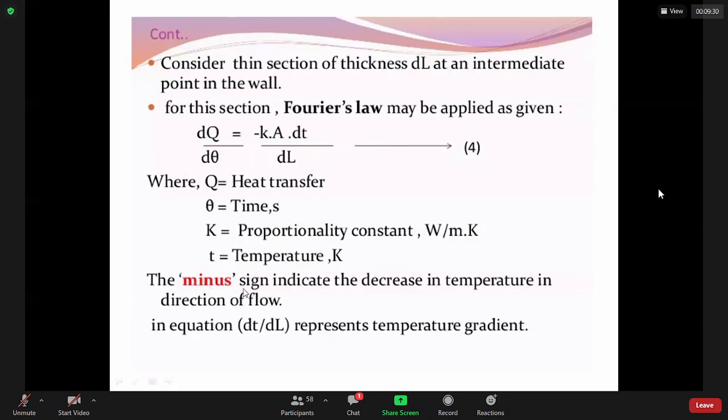So the minus sign in this case indicates that there is a decrease in temperature in the direction of flow. If it was to be an increase in temperature, which is not possible unless you want to remove some heat from the metal, then that's when you can have it as a positive. So it is the minus sign. In the equation, the dT over dL represents the temperature gradient. So that is the temperature gradient.